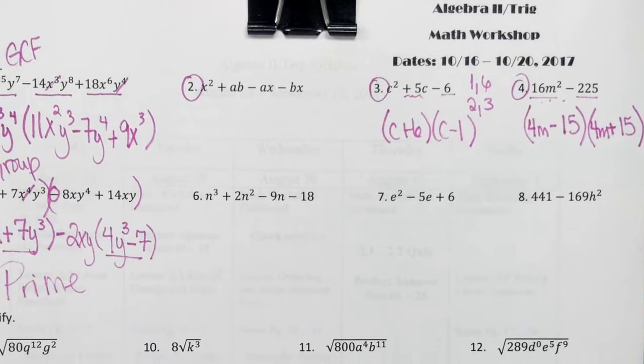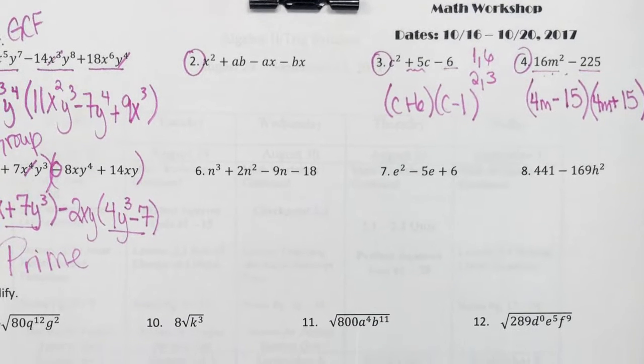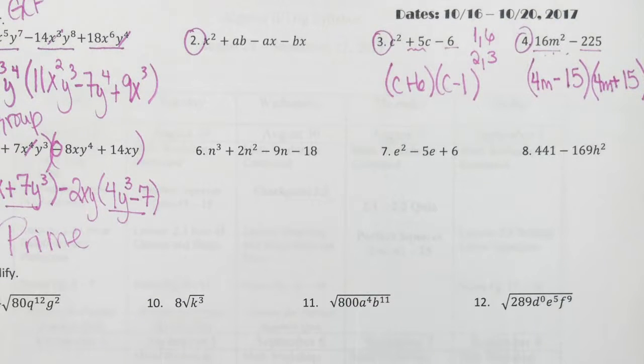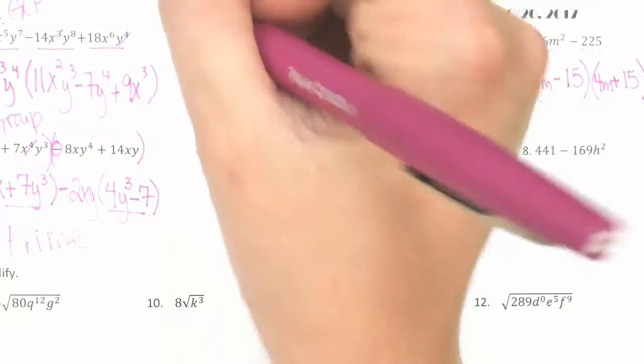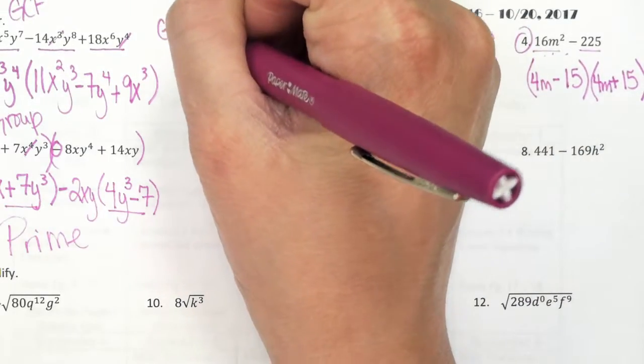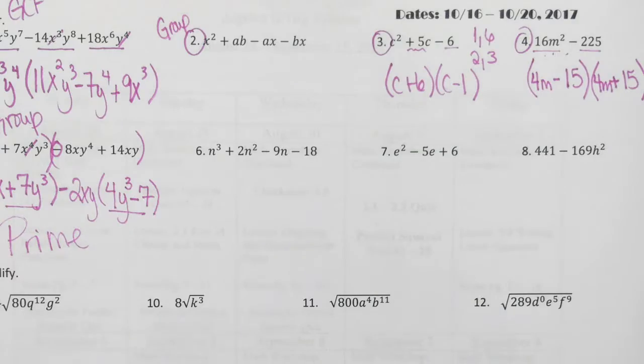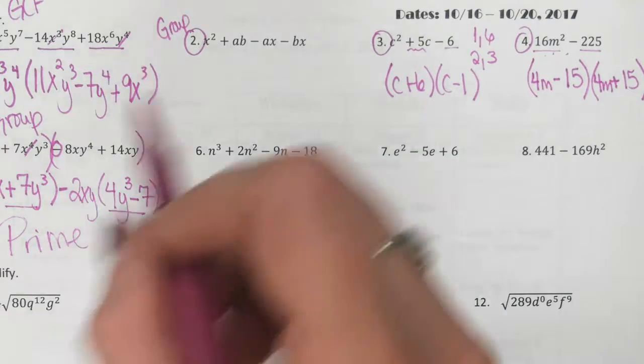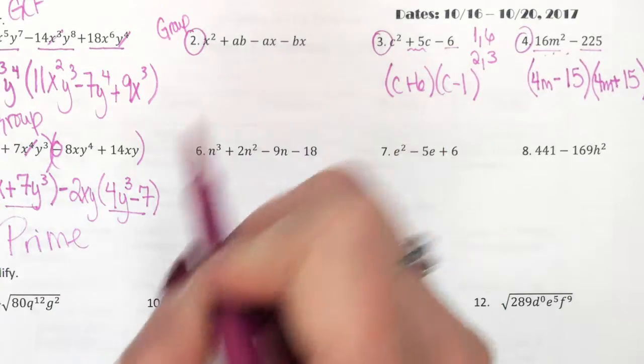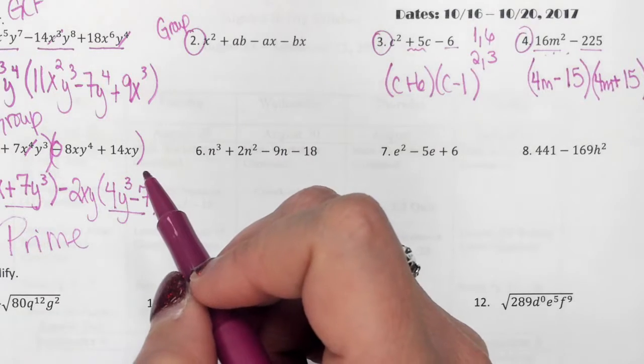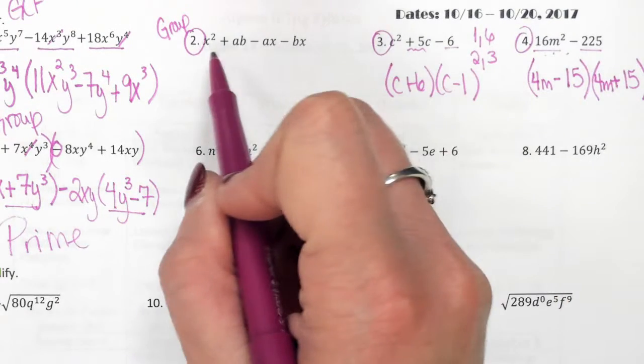All right, number 2. Here we go. This one's a little bit of a doozy. How many terms do you have? 4. So what do we need to do? We need to group them, right? But here's the thing. When you group these, they don't have anything in common. The first 2 don't have anything in common. The second 2 do, but the first 2 don't.